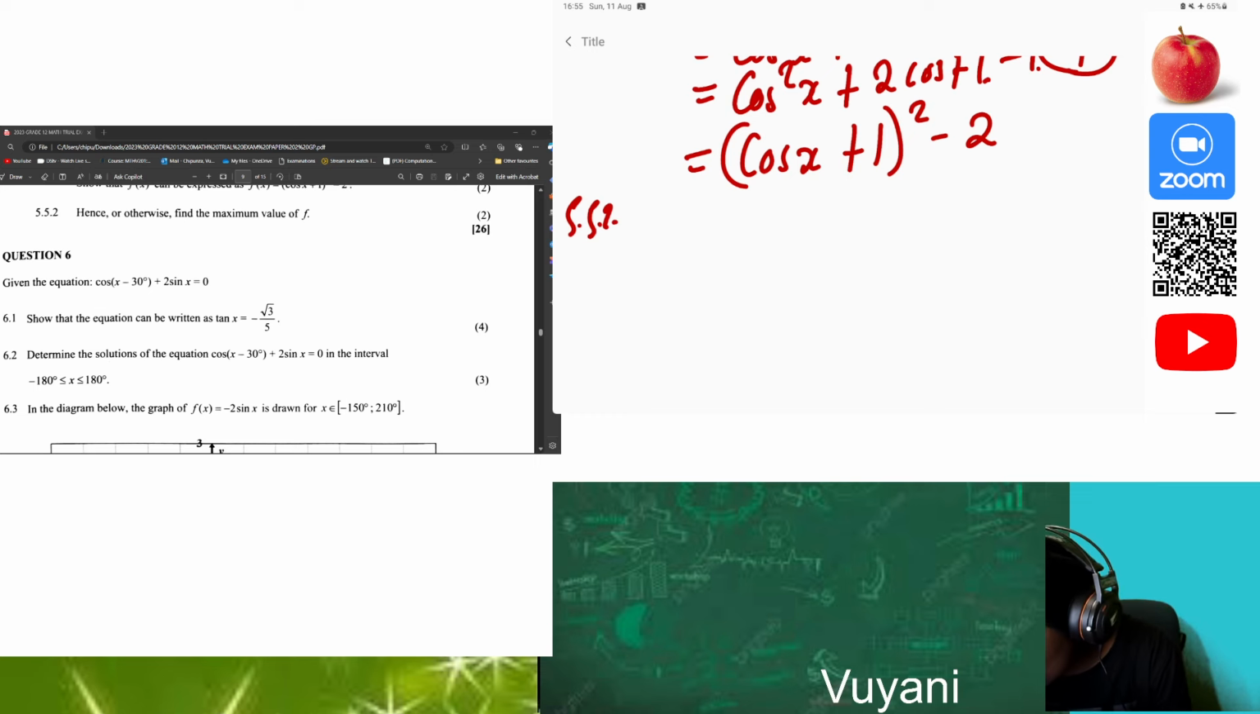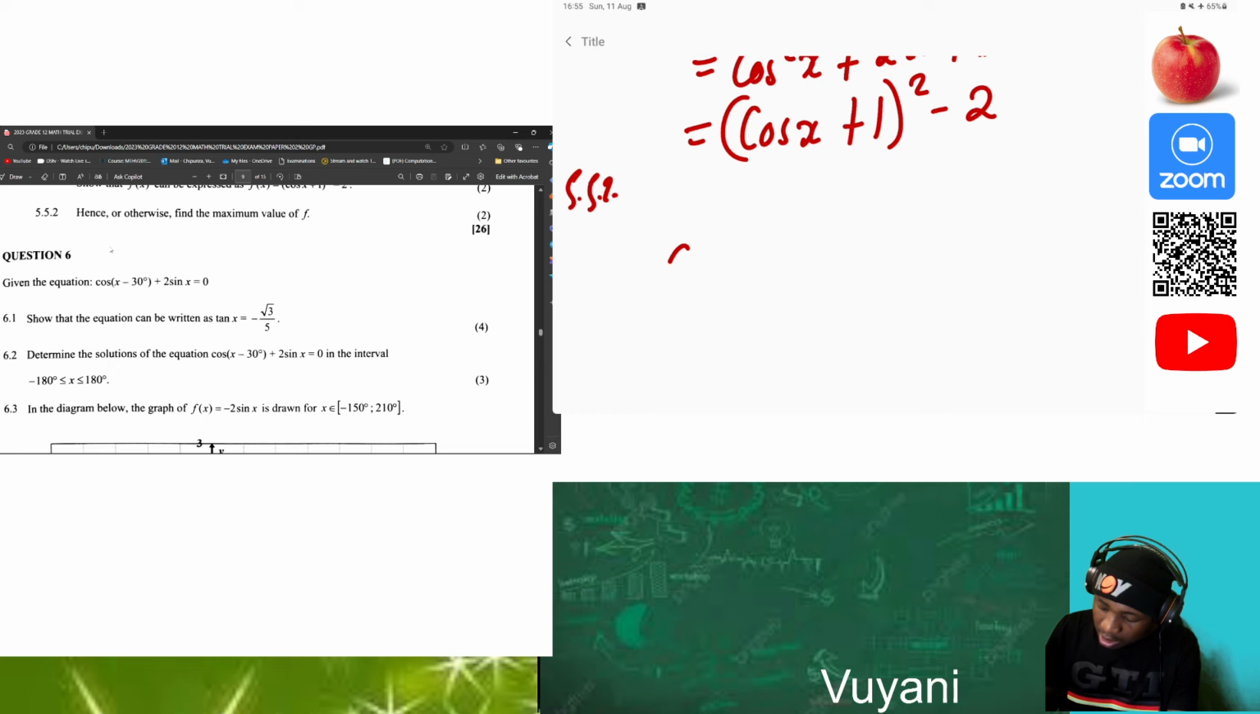Now let's look at 5.5.2. Now hence or otherwise, which means whatever you have solved from above, now use it and find the maximum value of f. So how do you find the maximum value, guys? This is easy, because we know that we have our cos of x, so let's just say maximum.